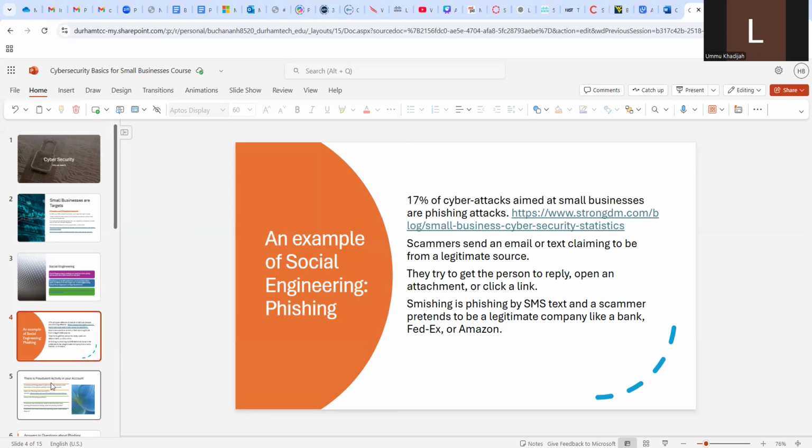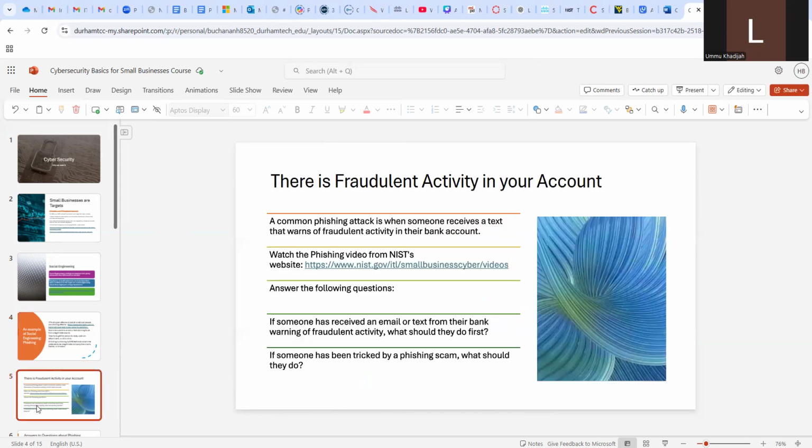So, a very common phishing scam. And this is the one that I fell for. There's fraudulent activity in your account. And I didn't verify much of anything. I just saw that somebody was trying to Zelle $500 out of my account, and I didn't really think much beyond that, I guess.